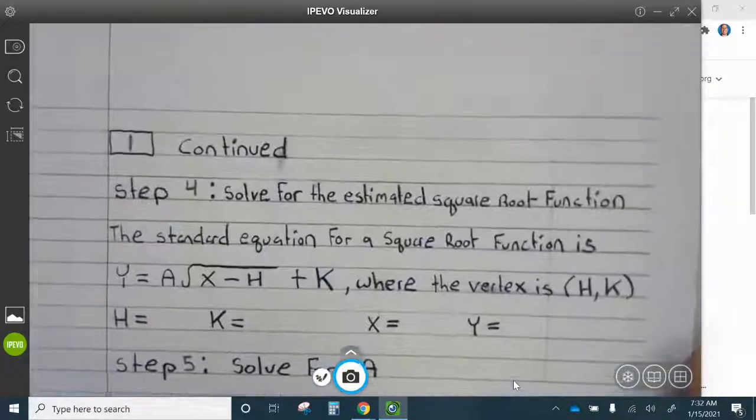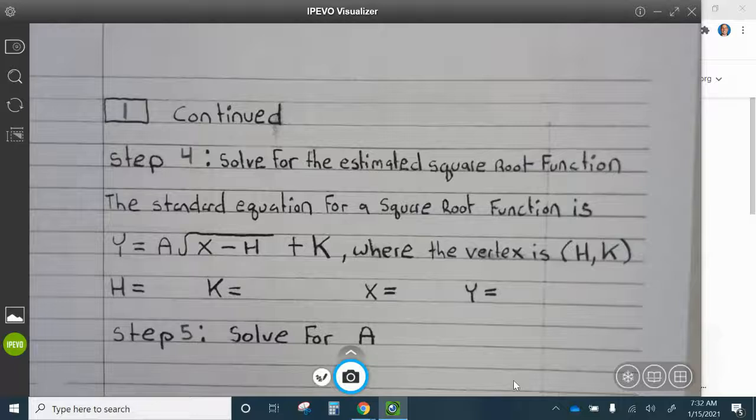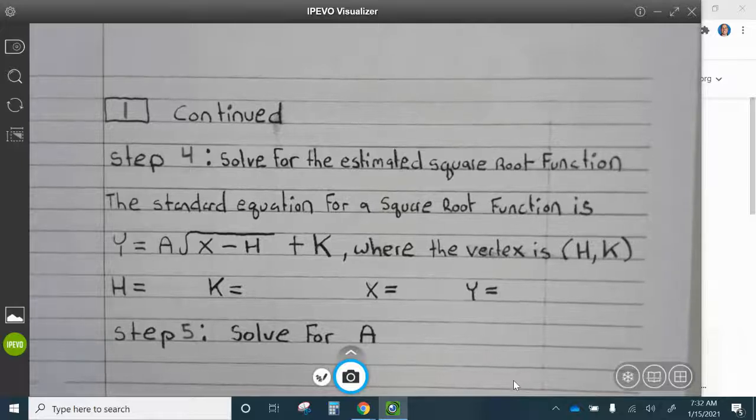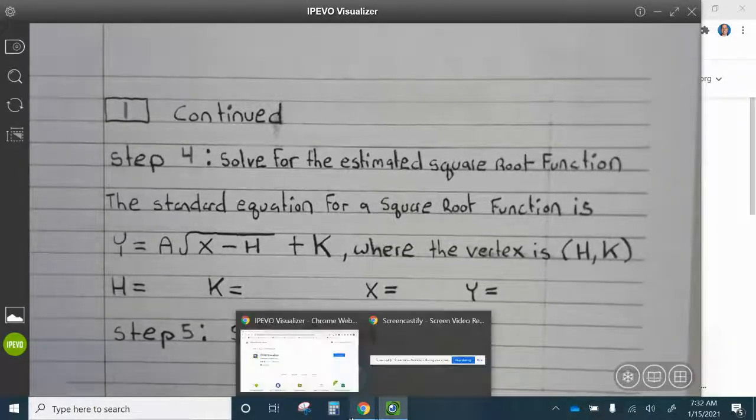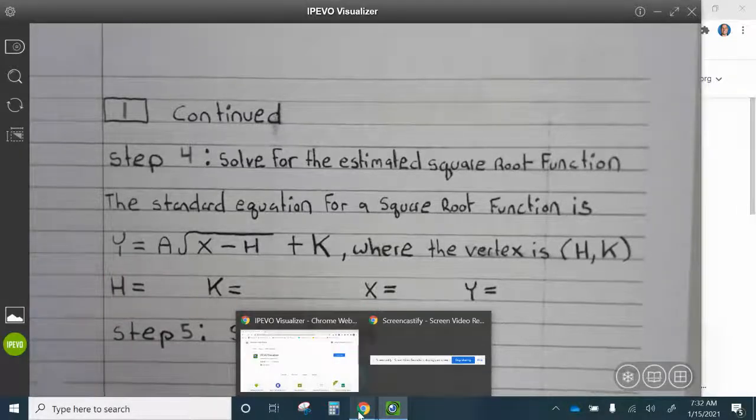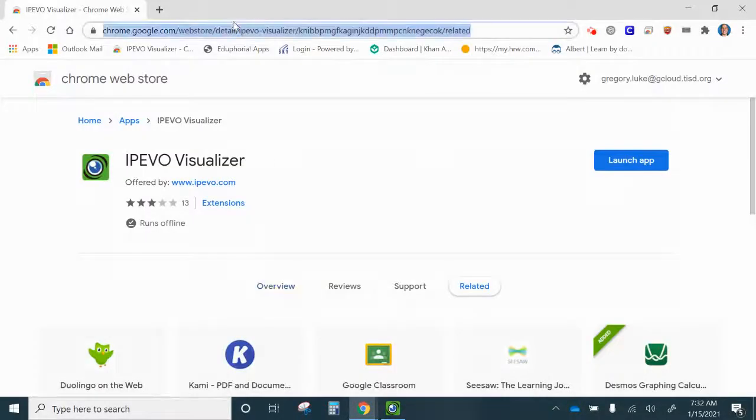Now, question number 1 continued. Step 4, solve for the estimated square root function. The standard equation for a square root function is y equals a square root of x minus h, plus k, where the vertex is (h, k). Before I do this, I just want to show you how you can use Desmos. I'm going to show you on only one question how you can use Desmos to get this equation from the table.